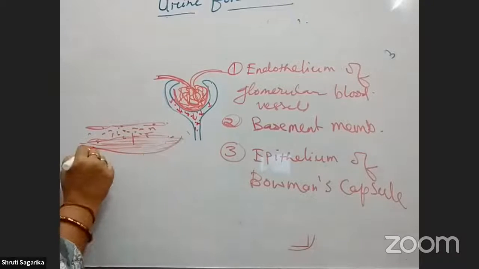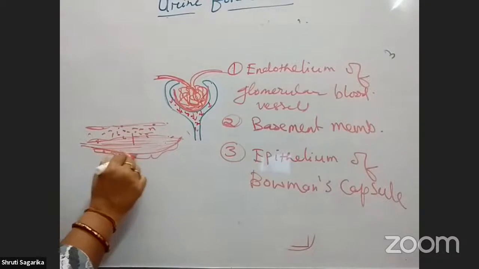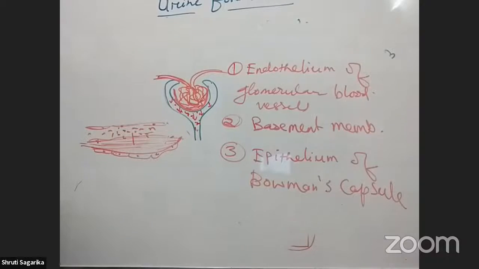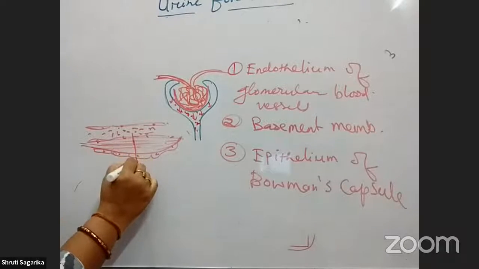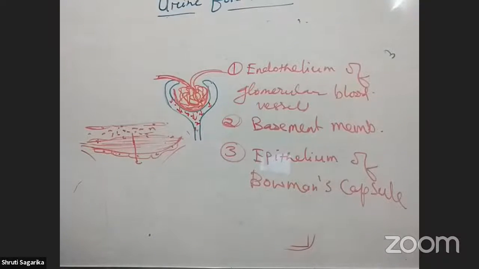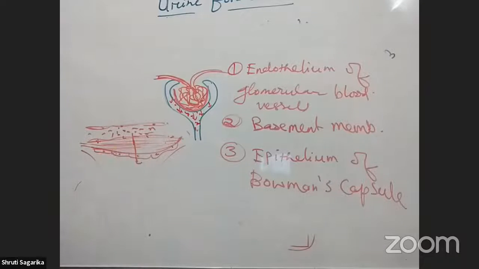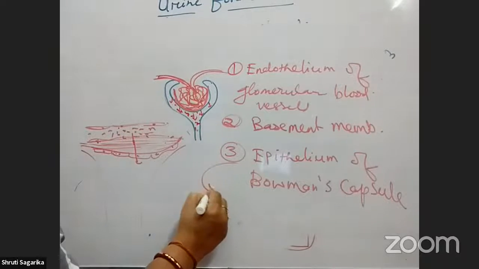Then comes the epithelium of Bowman's capsule. Okay, so it has to cross all this. Then the tubular part comes. Clear? What happens here actually in the epithelium of the Bowman's capsule? Okay, the epithelium of Bowman's capsule, there are some very special cells. Okay, so special cells in the epithelium.